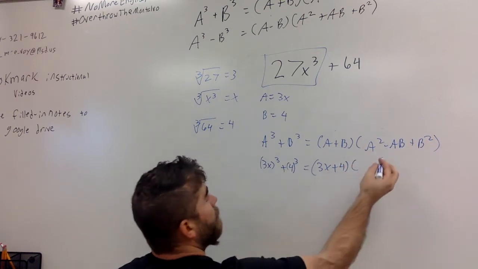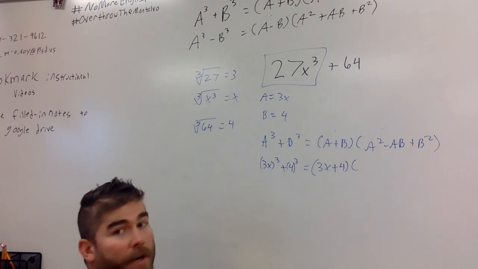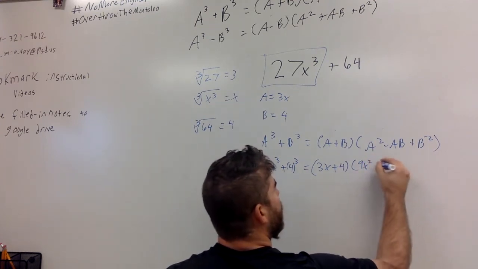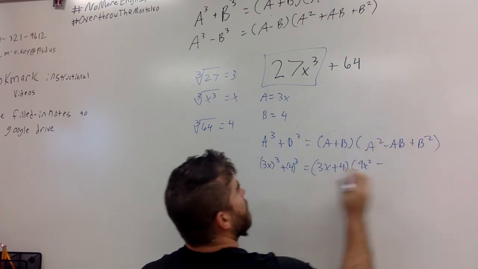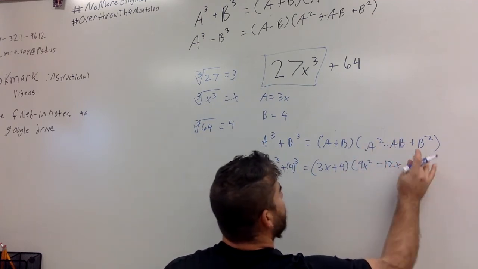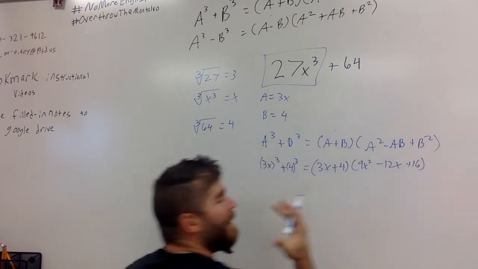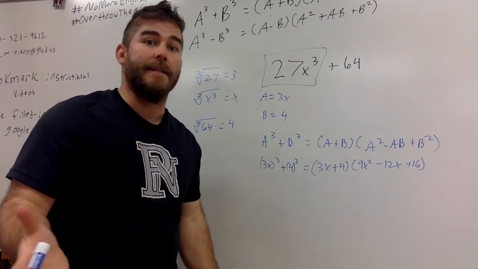A squared, well, 3x squared, 3x times 3x, is 9x squared. A times b, so 3x times 4 is 12x. B squared is 4 squared, which is 16, and then that is my answer, and that's it.